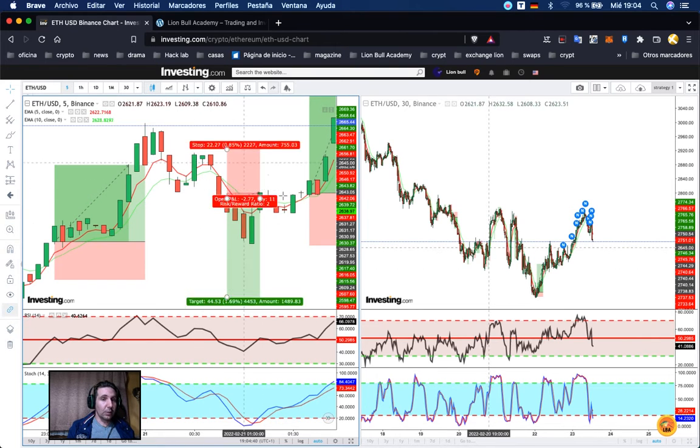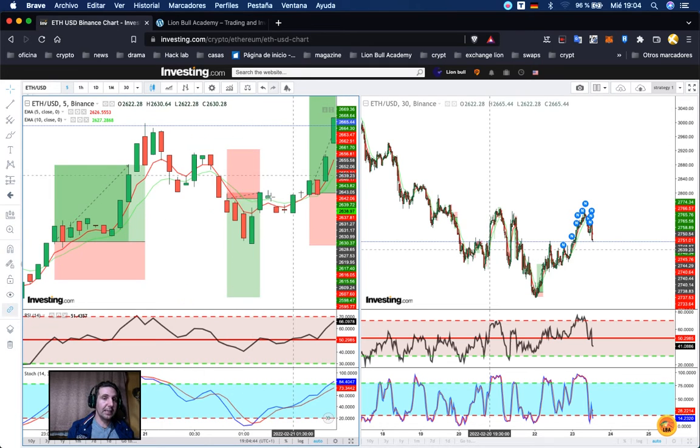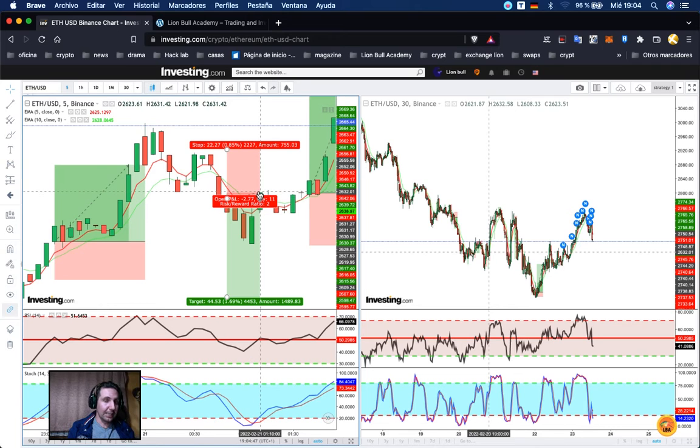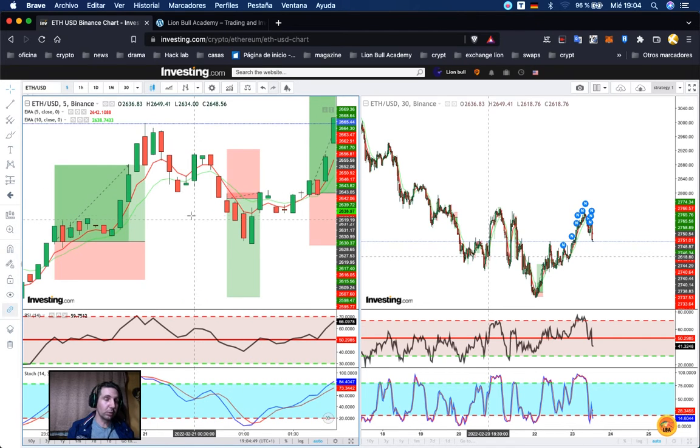This really was a complicated trade, but I did this live. I was really in front of the screen, and I chose to close on this candle. And I now want to explain why, because you need to look at this information too.